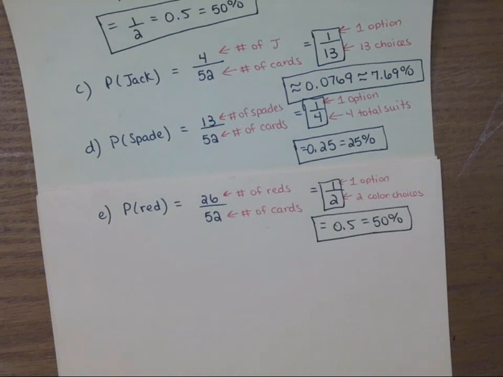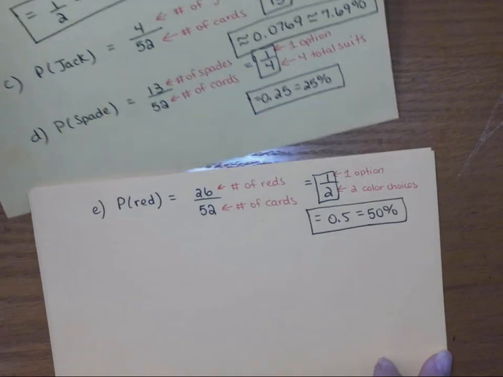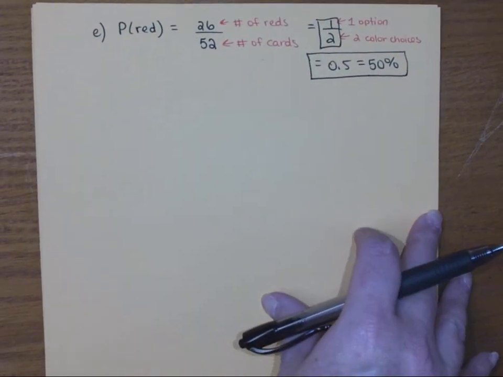Something that maybe I didn't mention: make sure you know what a face card is. We talked about this in the video before. A face card is literally a card with a face, so it's a card with a person on it. That would be all the jacks, all the queens, all the kings. Aces are not included in the face cards. In a lot of games, an ace is a good card to have, but it is not a face card.